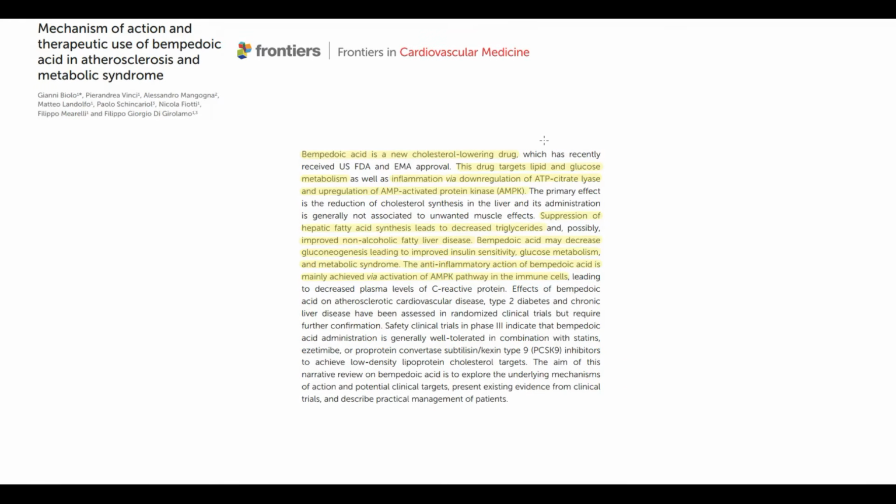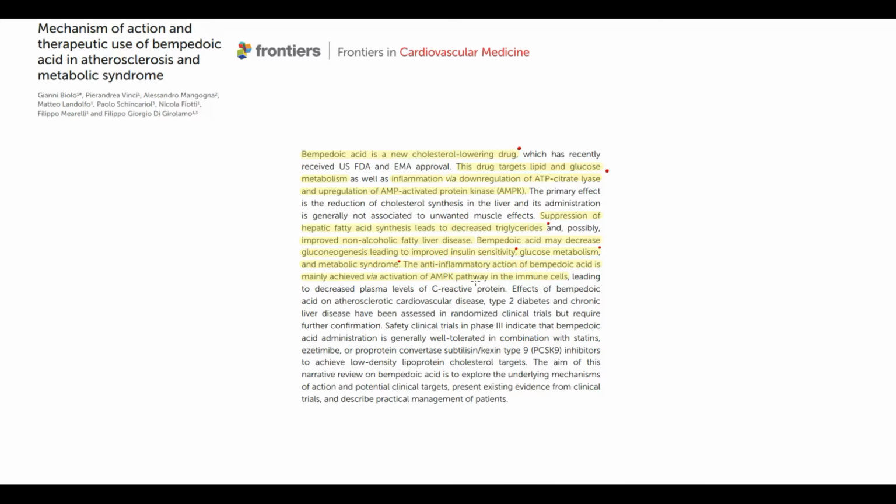So, bempedoic acid belongs to a new generation of cholesterol-lowering drugs. The major lipid-lowering mechanism is based on inhibition of ATP-citrate lyase. But in addition to this, bempedoic acid can stimulate the function of AMP-activated protein kinase, which provides a glucose-lowering effect and anti-inflammatory effect. These two additional effects allow bempedoic acid to decrease blood triglyceride levels, improve insulin sensitivity, and improve glucose metabolism, which is very helpful in the treatment of metabolic syndrome.